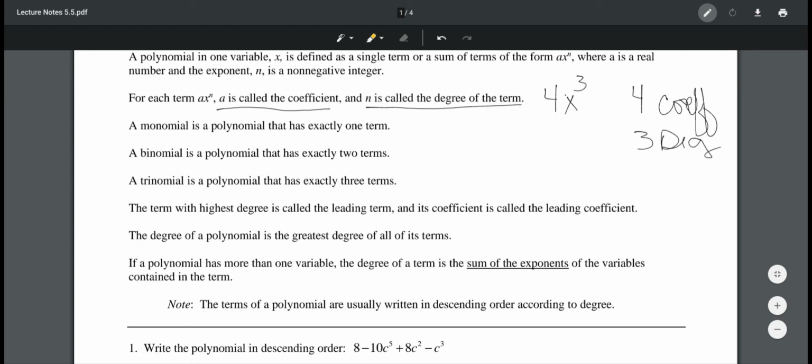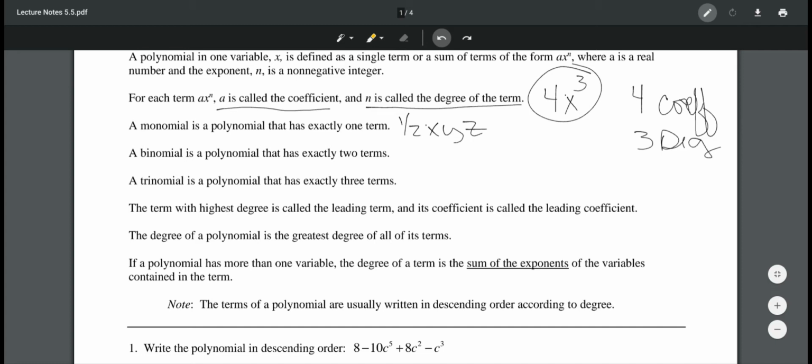Now, a monomial is a polynomial that has exactly one term. This is a monomial, one term. It's the multiplication of a coefficient and a variable or variables. Now, you could have 1/2 xyz. It doesn't have to be just one variable. It could be multiple variables, but it's all being multiplied together. 1/2 times x times y times z. There's no addition or subtraction in that term.